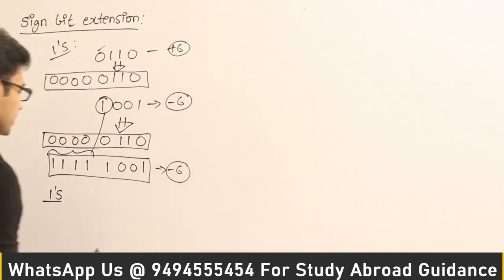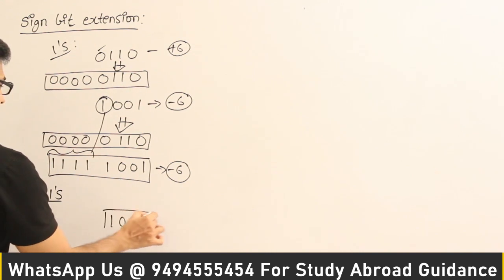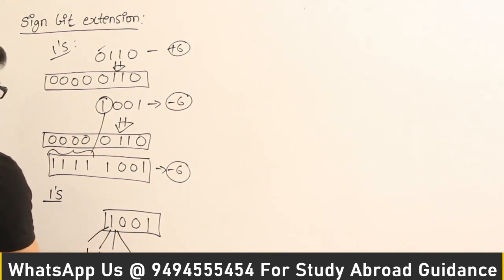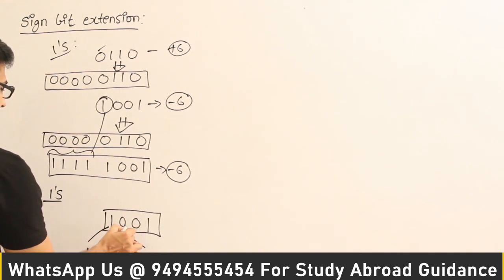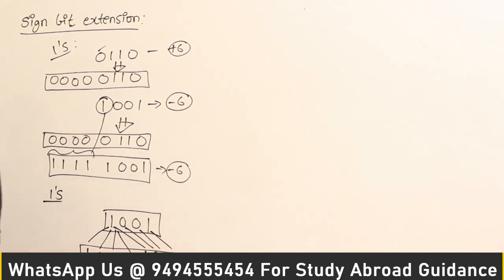So what I mean to say is, if I have 1001, right, and if I want to put it in 8 bits, we take this sign bit and we put it in all the 4 positions. So 1 1 1 1, and the remaining 4 bits are copied as it is, 1 0 0 1. Therefore sign extension in case of ones complement is taking this sign bit and copying it into all the new bits, and the remaining number is written as it is.